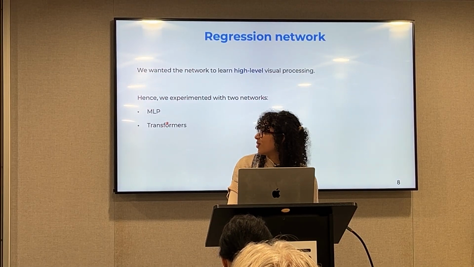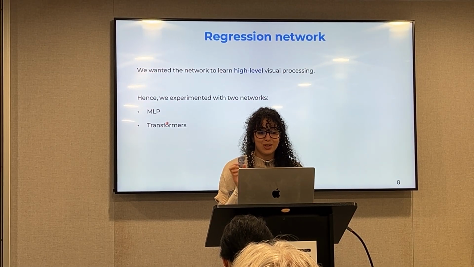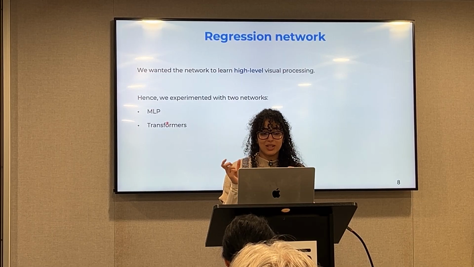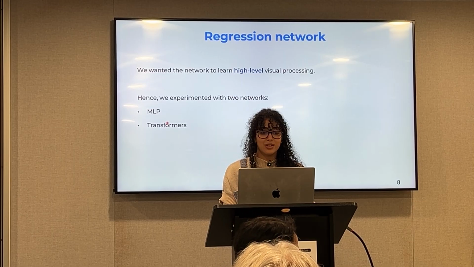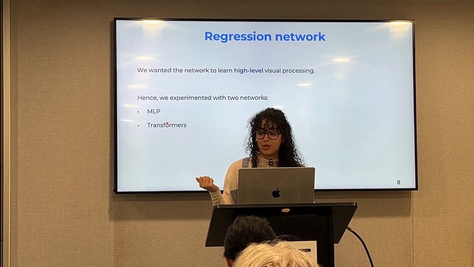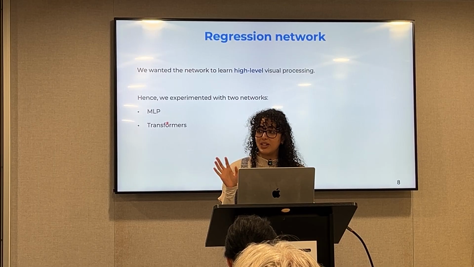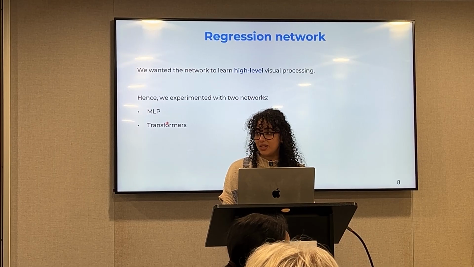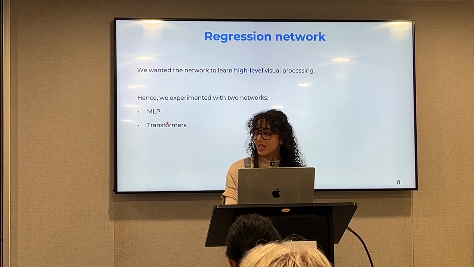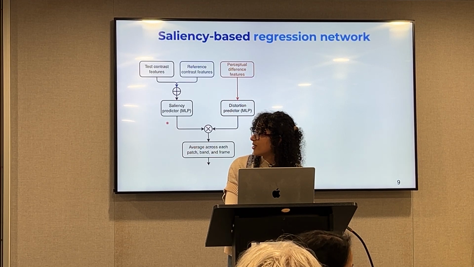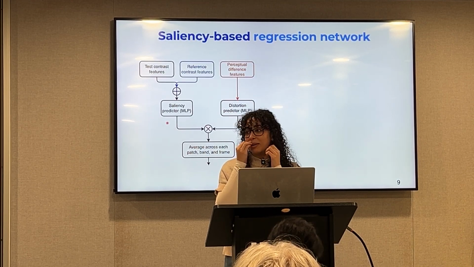So now to the most important part is the regression network. Here we want to have a regression network that tries to learn from this kind of feature some kind of high-level visual processing. So we tried 2 simple architectures, one using MLP and one using a transformer. We start with the first architecture, which we call ColorVideoVDP-ML saliency.